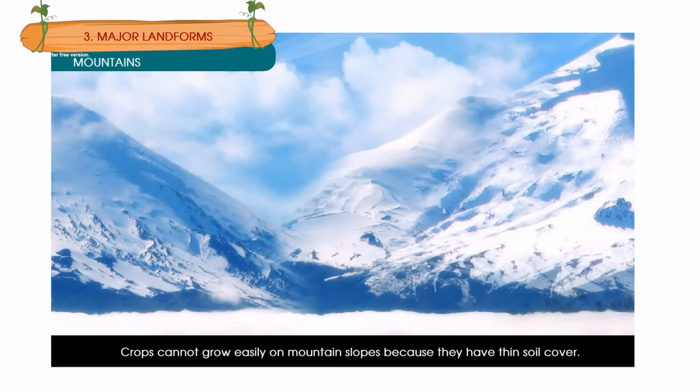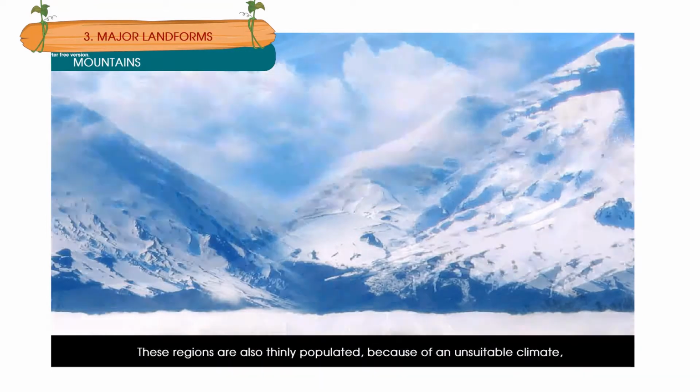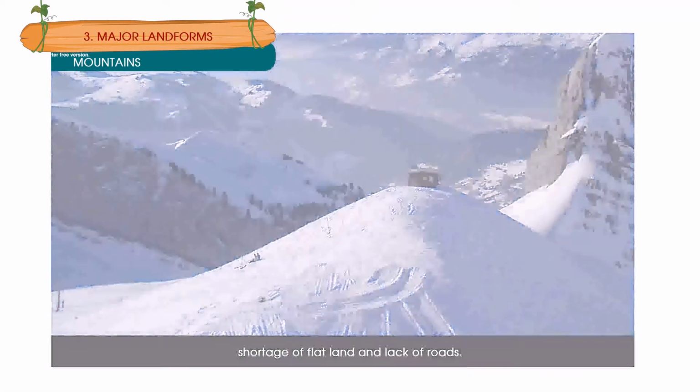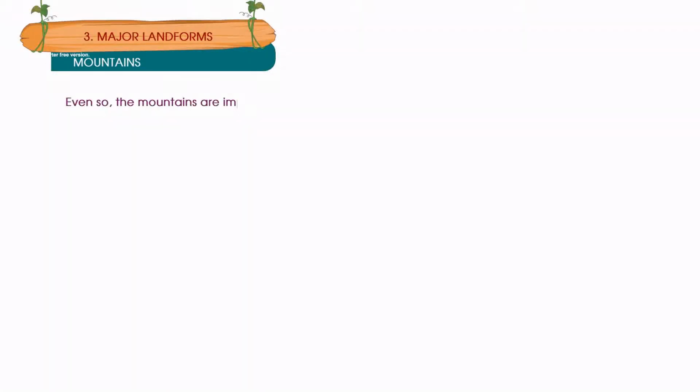Crops cannot grow easily on mountain slopes because they have thin soil cover. These regions are also thinly populated because of an unsuitable climate, shortage of flat land, and lack of roads. Even so, the mountains are important in many ways.